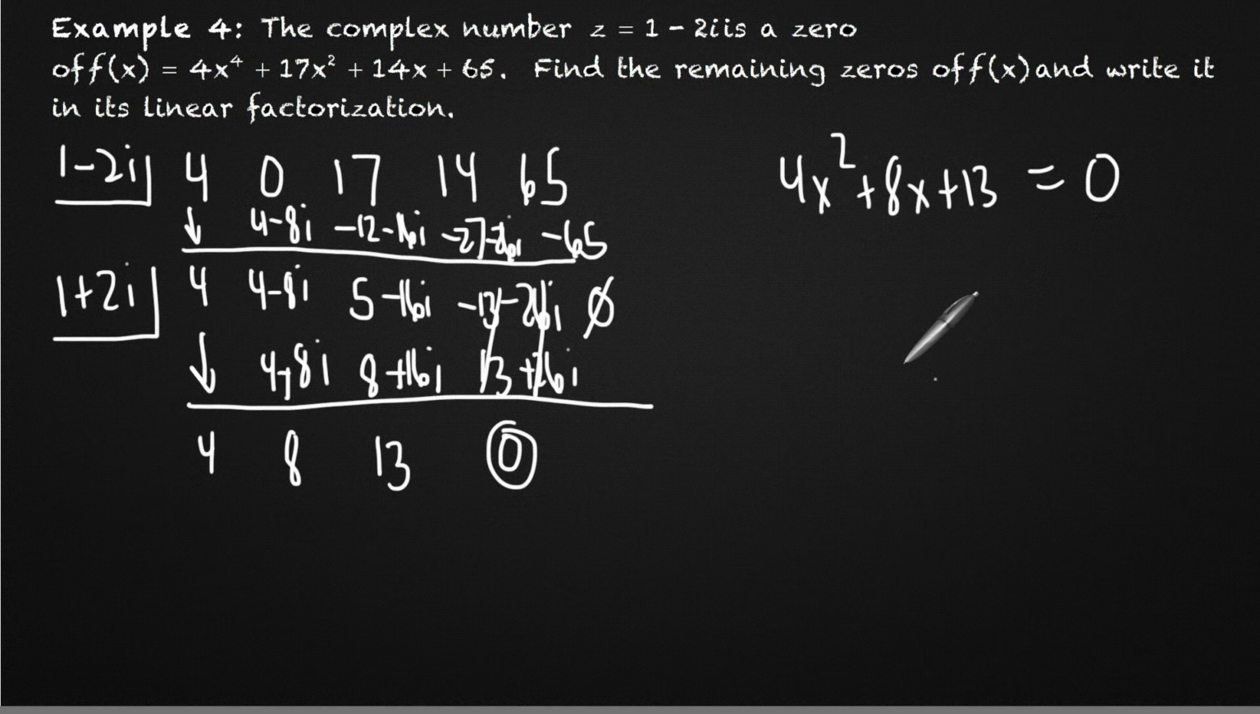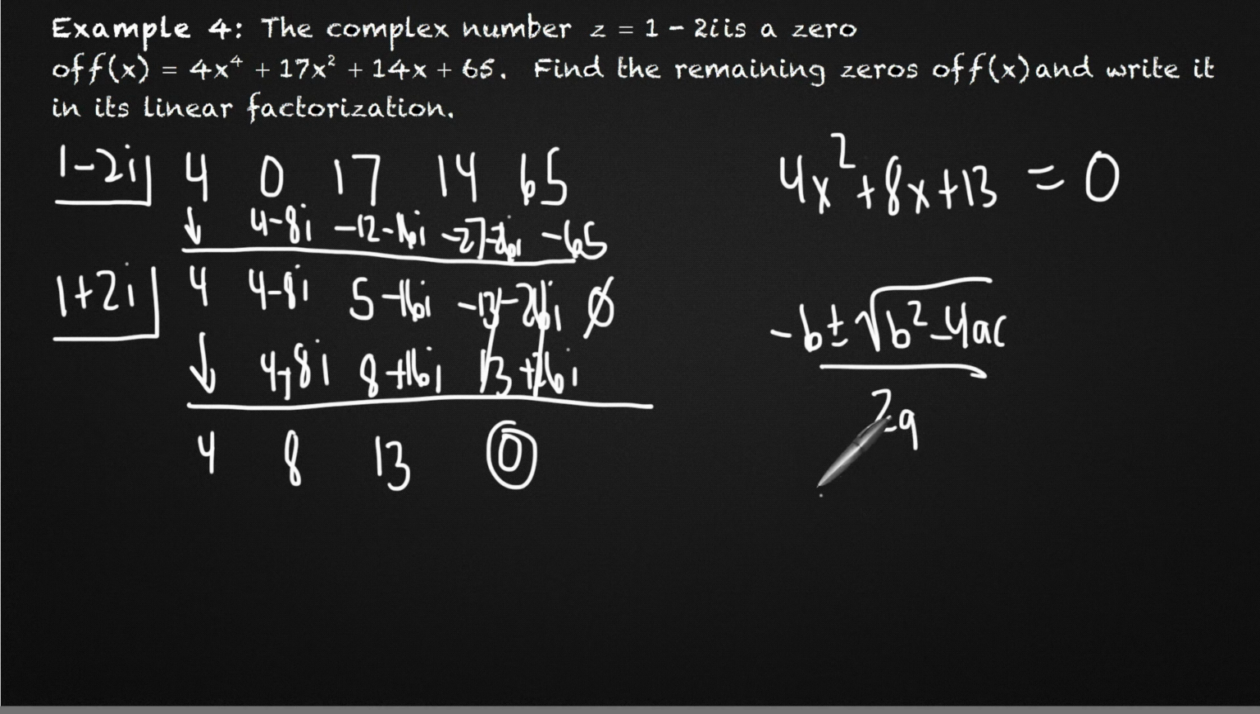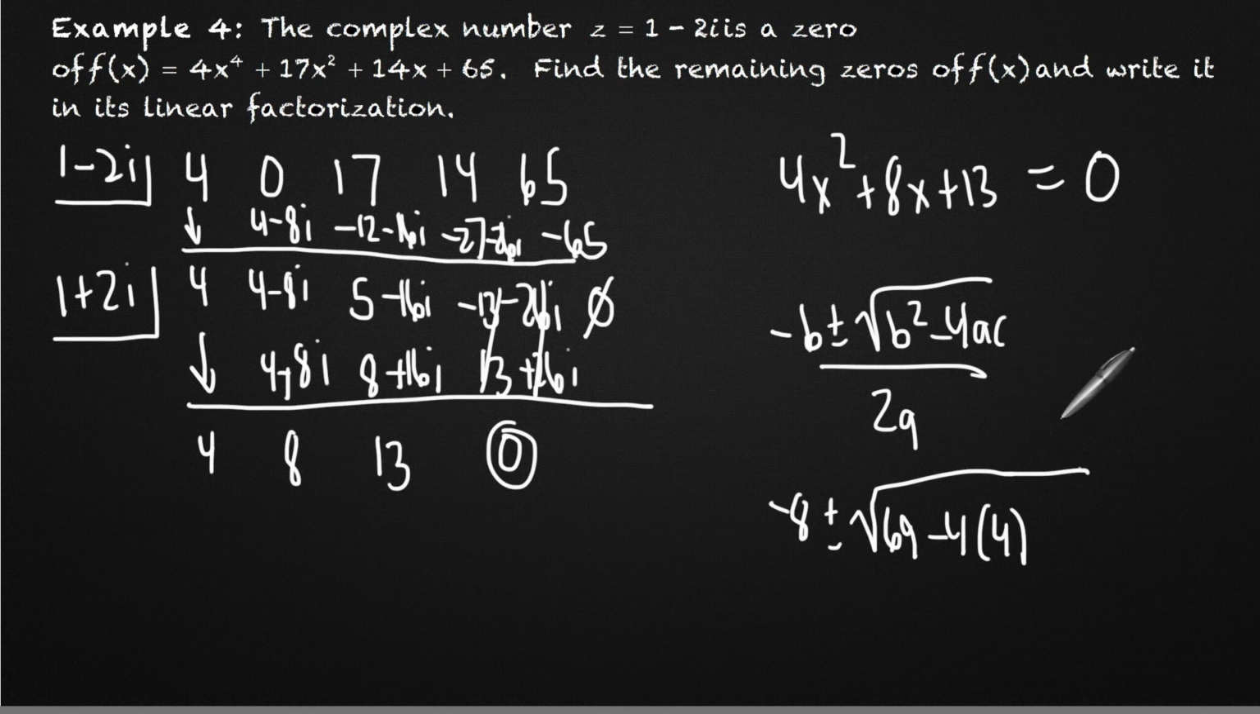You're really not going to like me now because we have to use the quadratic formula. Hey, this doesn't factor. So negative b plus or minus the square root of b squared minus 4ac over 2a. Let's plug and chug. Negative 8 plus or minus the square root of b squared, which is 64, minus 4a, which is 4, and c, which is 13. All of that over 2a, which is 8. All right, let's see what we get.